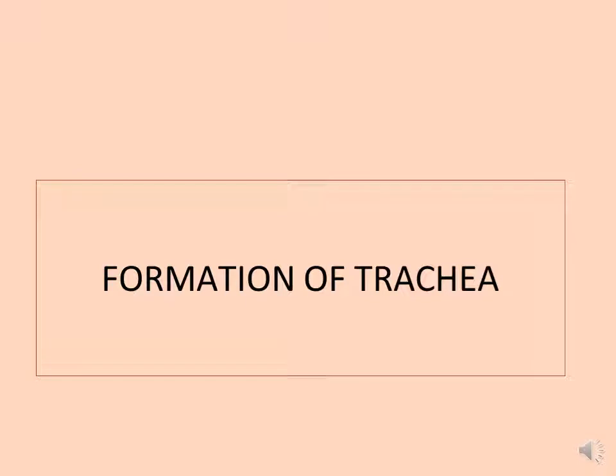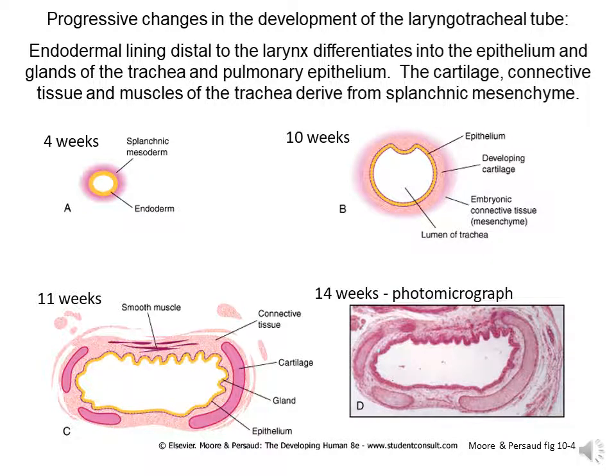Let's discuss formation of trachea. As we have seen, the cranial most part was forming larynx. Now the intermediate part between the larynx and point of bifurcation of laryngotracheal tube forms trachea. And just like larynx, endoderm forms epithelium of trachea, whereas mesenchyme forms cartilage, connective tissue and muscles of the trachea.